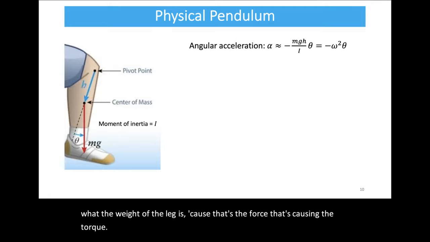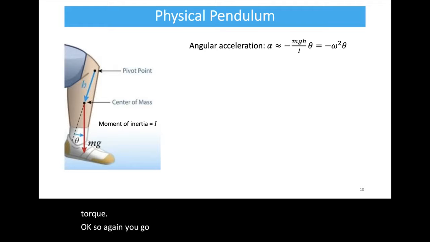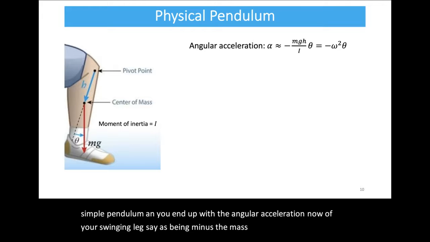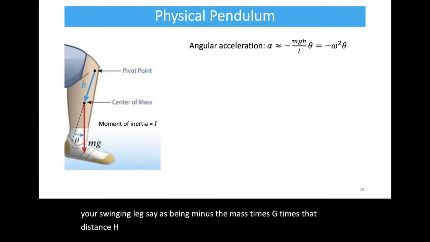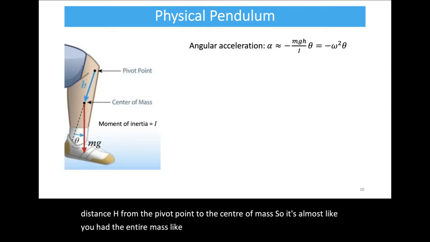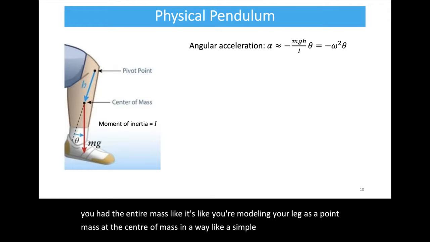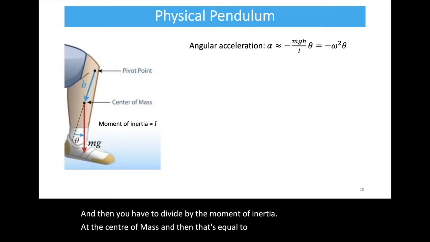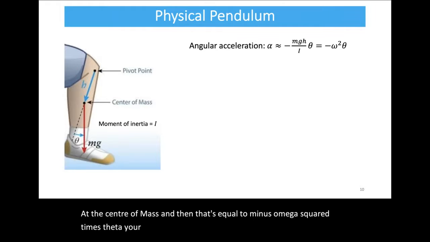Okay, so again, you go through the same analysis you went through for a simple pendulum, and you end up with the angular acceleration now of your swinging leg, say, as being minus the mass times g times that distance h from the pivot point to the center of mass. So it's almost like you're modeling your leg as a point mass at the center of mass, like a simple pendulum with all the mass at the center of mass. And then you have to divide by the moment of inertia, and then that's equal to minus omega squared times theta, your angular displacement.